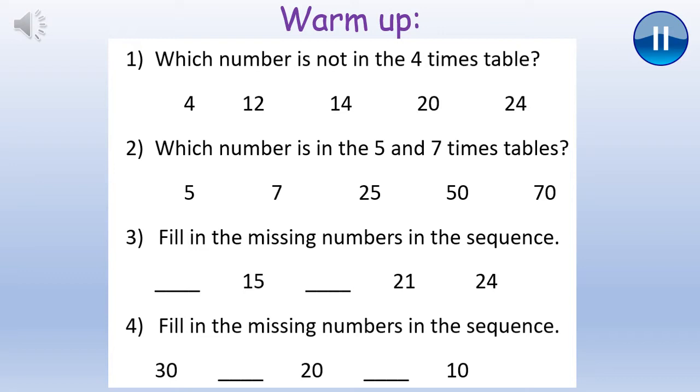Let's warm up by having a go at the following questions. Question 1. Which number is not in the 4 times table? Question 2. Which number is in the 5 and the 7 times tables? Question 3. Fill in the missing numbers in this sequence. Something, 15, something, 21, 24. And number 4. Fill in the missing numbers in this sequence. 30, something, 20, something, 10.